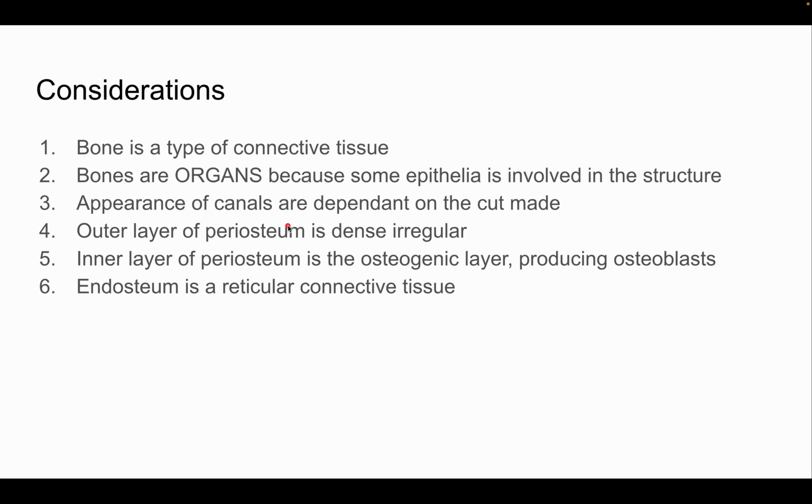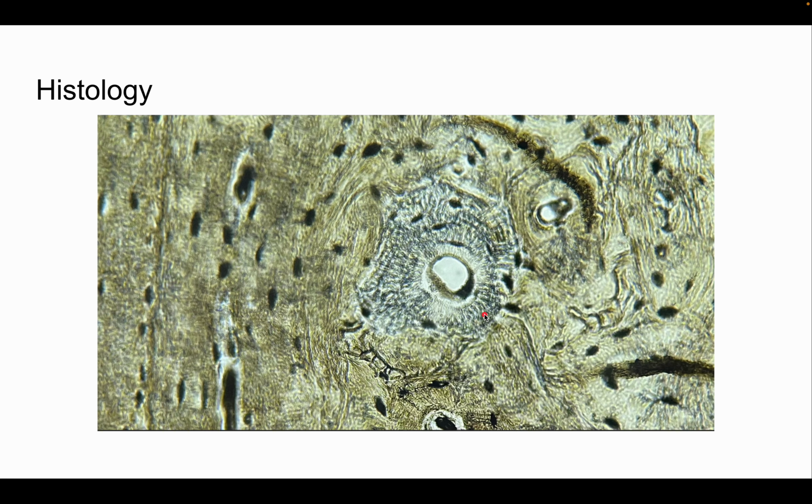The outer layer of the periosteum is dense irregular tissue, and we call that the fibrous layer. The inner layer of the periosteum is going to be called the osteogenic layer, and they produce immature osteocytes or osteoblasts, and they migrate inwards. The endosteum, lastly, is a reticular connective tissue. So remember, the endosteum is the lining of the medullary cavity. All right, so let's get into the histology.